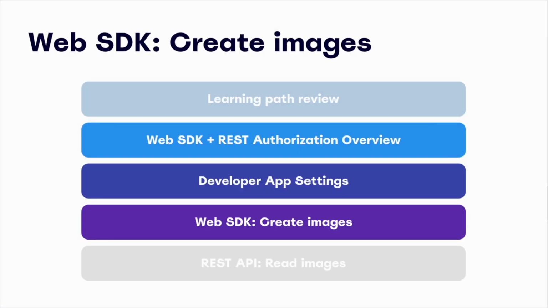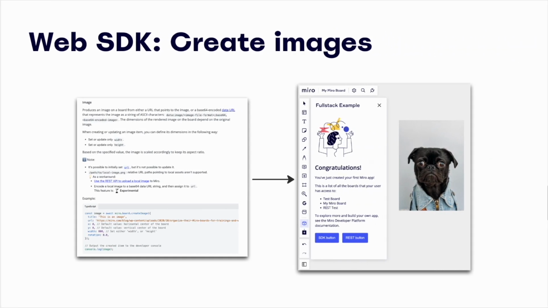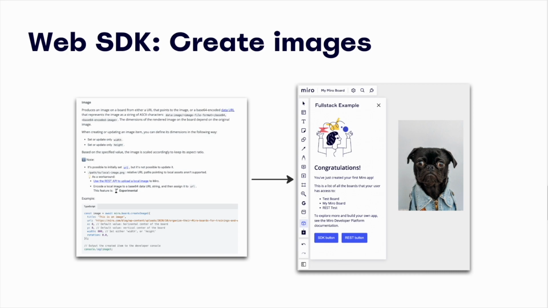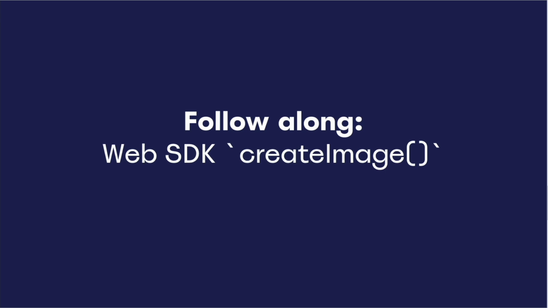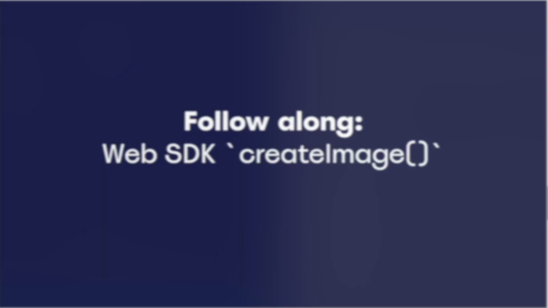Okay, so we've covered the nuances of authorization, so now it's time to start adding some functionality to our app. The first thing we'll do is leverage the WebSDK's create image method to create a new image item on our Miro board programmatically. Let's take a closer look. Follow along as we leverage the create image method from the WebSDK to create an image on a Miro board.